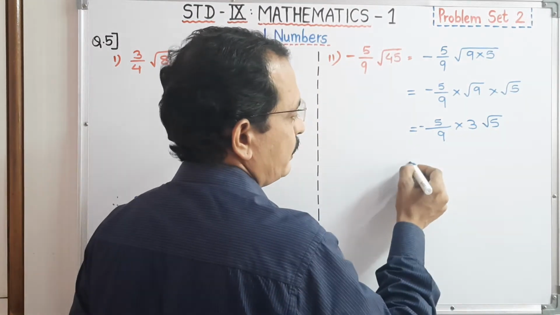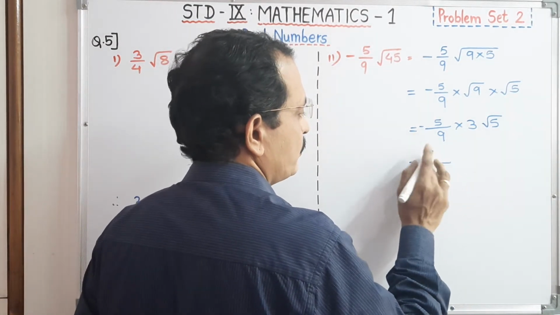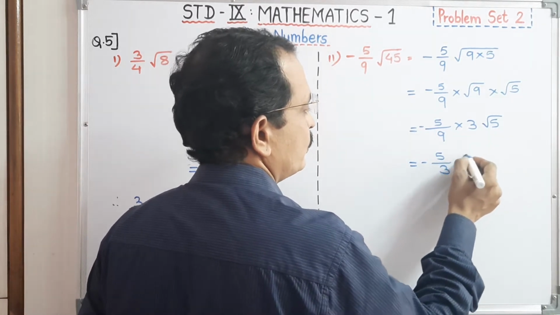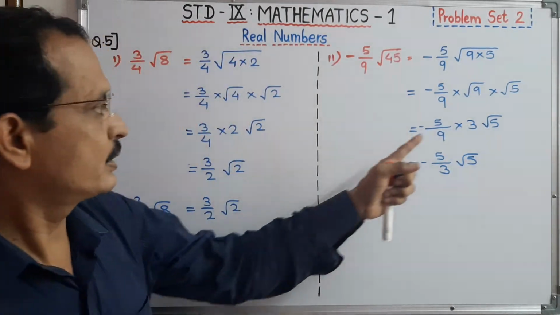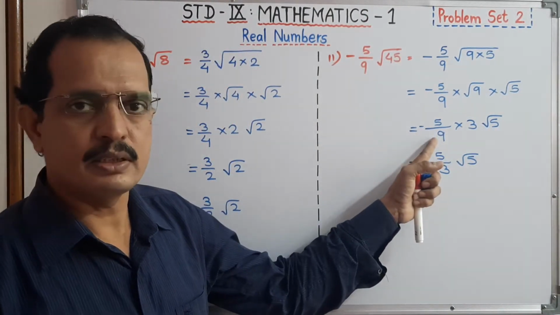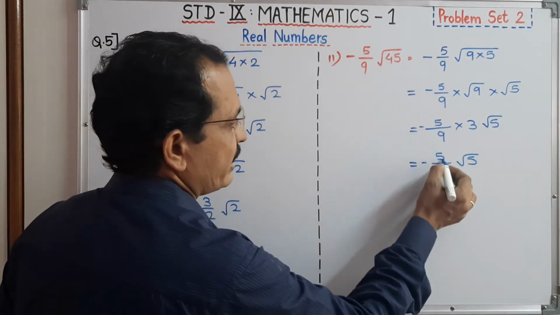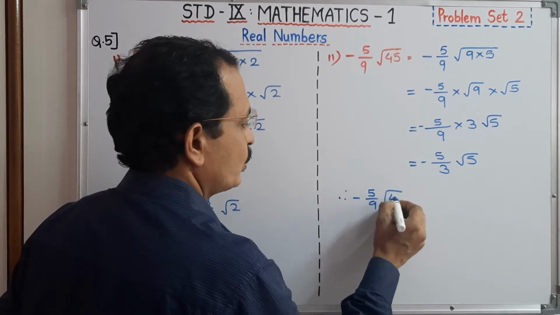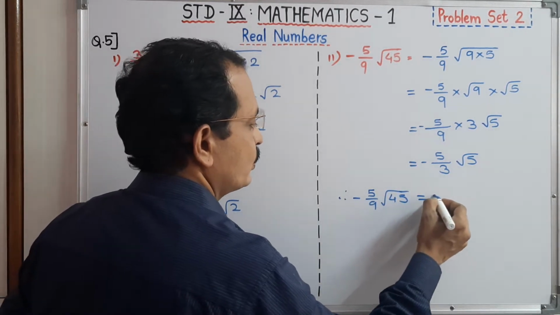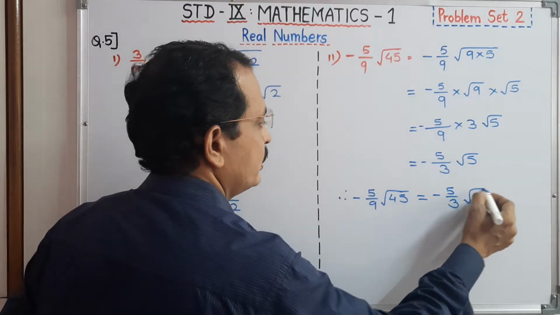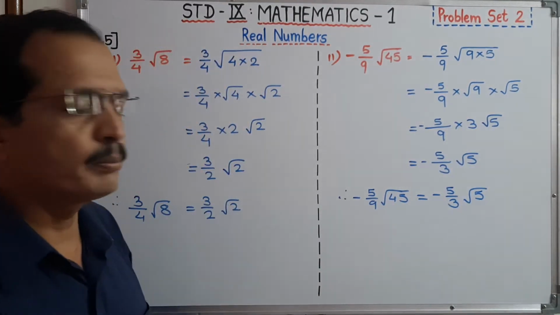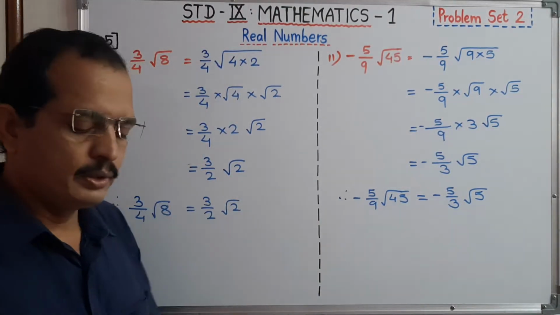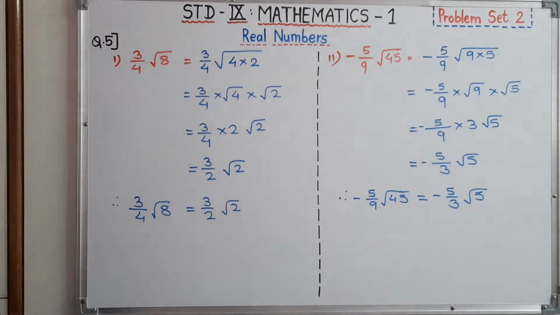This 3 divided with this 9, it is minus 5 upon 3 root 5. See here, 3 1s are 3 and 3 3s are 9. Therefore we write this as minus 5 upon 3 root 5. Therefore minus 5 upon 9 root 45 is equal to minus 5 upon 3 root 5. This is the simplest form. Got it? Write down both of these sums in your notebook.